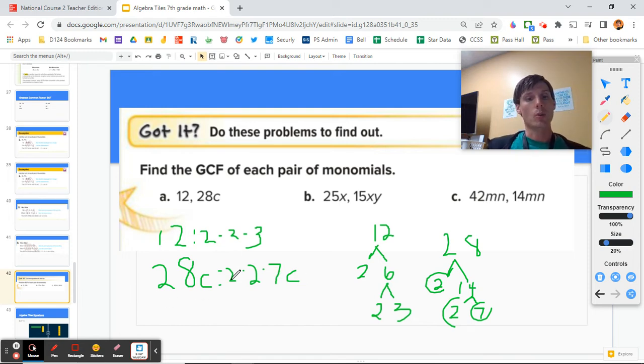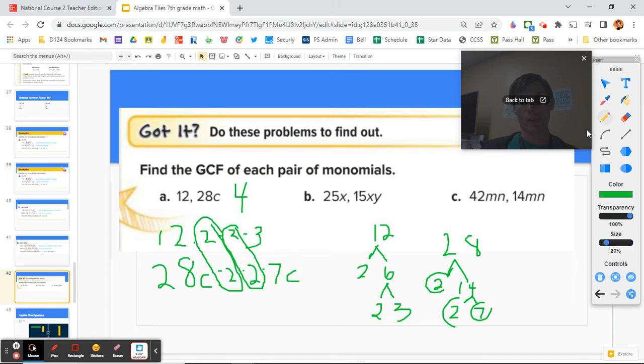Perfect. So what are our common factors? Well, we see we have a pair of 2's here, and we have a pair of 2's here. 3's are different, 7's are different, C is different. So what is the greatest common factor of 12 and 28? Yes, 2 is a common factor, but the greatest of those is going to be 2 times 2. What's 2 times 2? Yes, of course, 4. So the greatest common factor of 12 and 28 is 4.